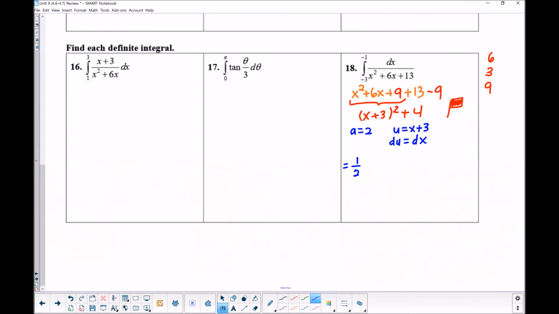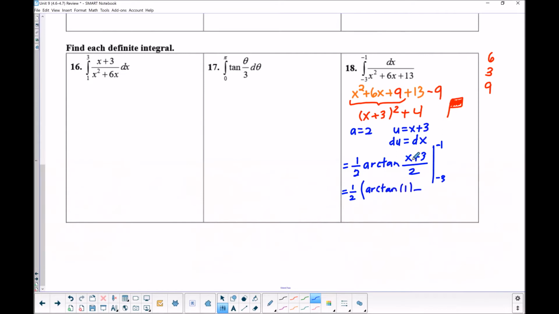So we have 1/2 arctan of u over a. And yep, this is a definite integral, so we have the boundaries -1 all the way down to -3 to worry about. So 1/2 out in front, and then arctan of 2 over 2, which is the same as the arctan of 1, comes next.